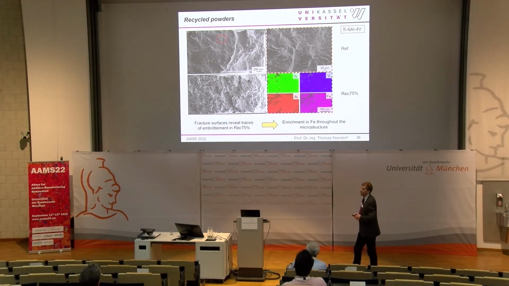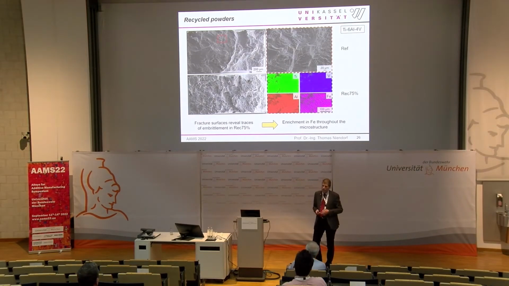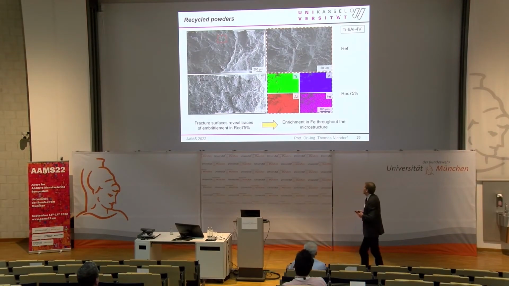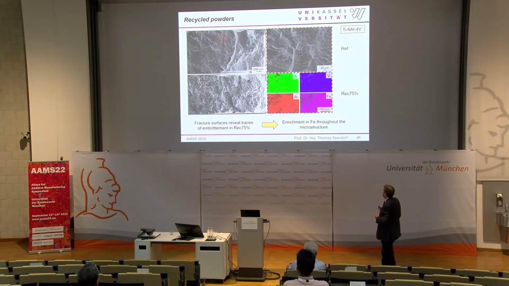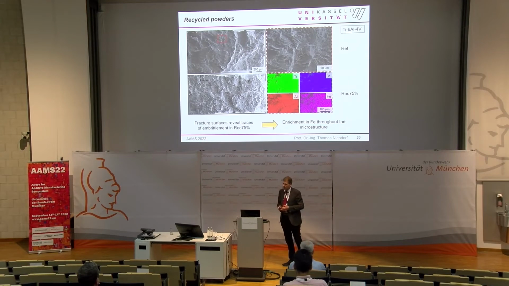Looking at the fracture surface, to end the story here, we see that the iron is homogeneously distributed. So it's alloyed when we do the processing, so the iron flakes we had before are not present as flakes anymore. They are alloyed to the titanium system, and that explains all the things we saw before.